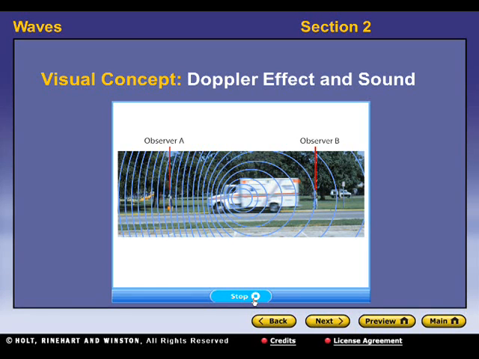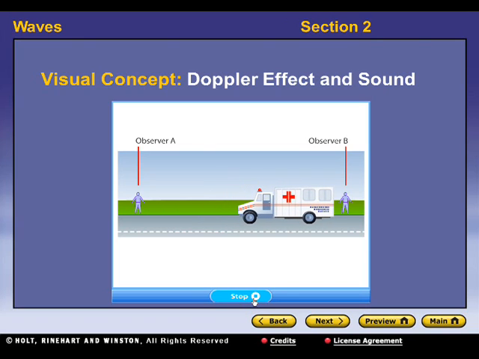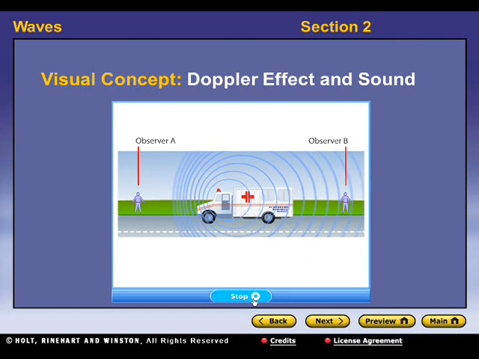The Doppler effect, named for its discoverer, is the difference in frequency of a light or sound wave that an observer perceives due to the motion of the source or the observer. Here, observer A will hear a higher pitch than the ambulance driver. Observer B will hear a lower pitch than the driver does. Let's see what happens if the ambulance is sitting still. Notice that sound waves traveling from the ambulance reach the two observers with the same amount of time between each wavefront. Now watch closely as the ambulance moves away from one observer and towards the other.